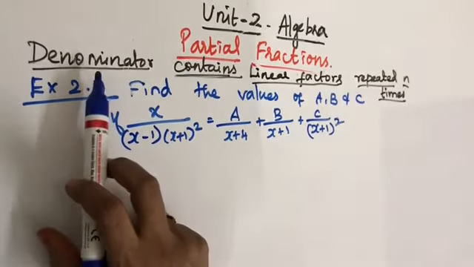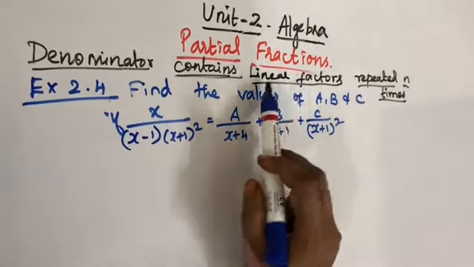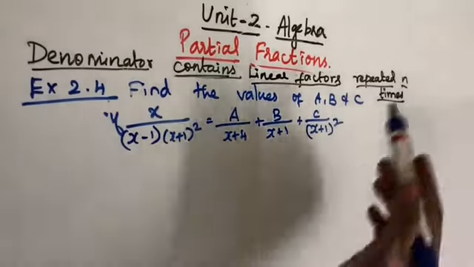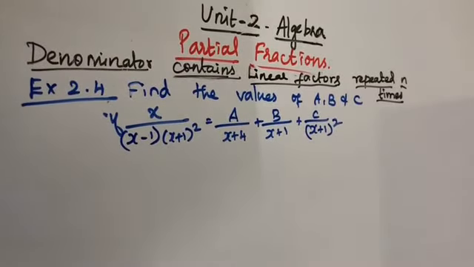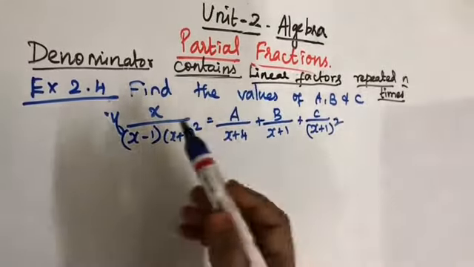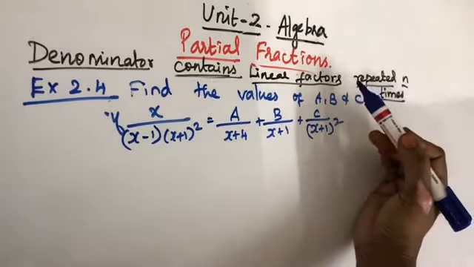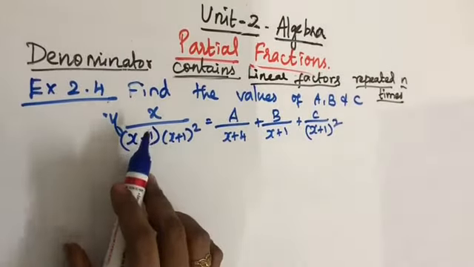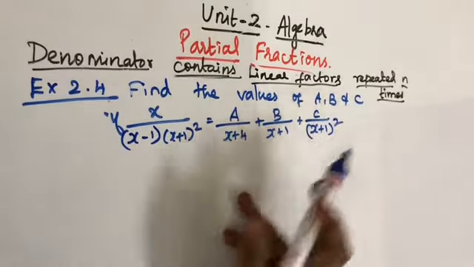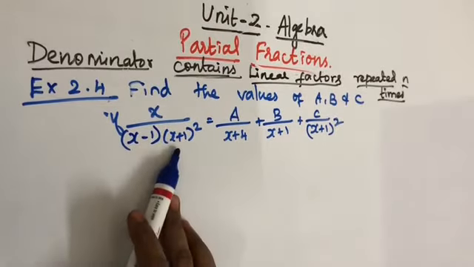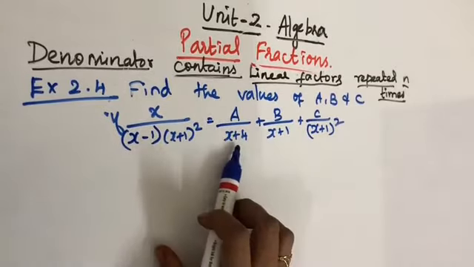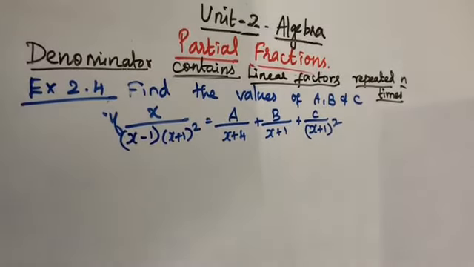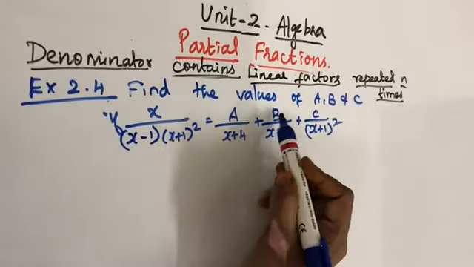Now the second type. Denominator contains linear factors repeated n times. The first model is non-repeated linear factors in the denominator. Now the denominator has linear factors repeated a few times. Now look at this example. Find the values of a, b, c if x by x minus 1 into x plus 1 the whole square is equal to a by x minus 1 plus b by x plus 1 plus c by x plus 1 the whole square. So we have to find the values of a, b, c.